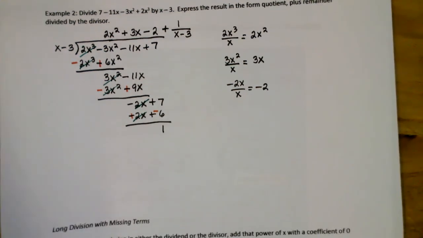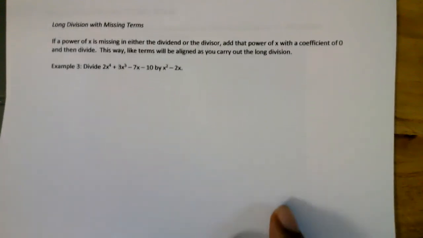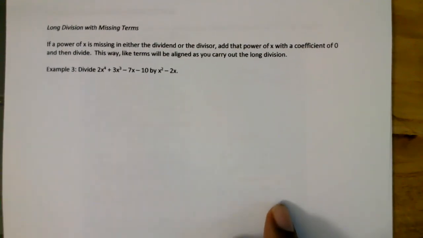Okay. All right, now let's say we want to do long division, but in long division, sometimes you may have terms that are missing. So in this case here, if a power of x is missing in either the dividend or the divisor, add that power of x with a coefficient of 0 and then divide. This way, like terms will be aligned as you carry out the long division.